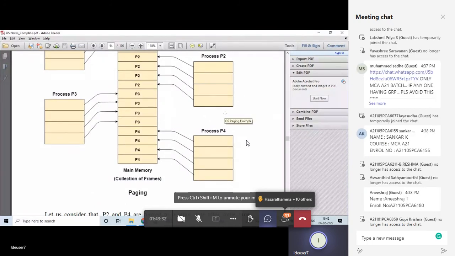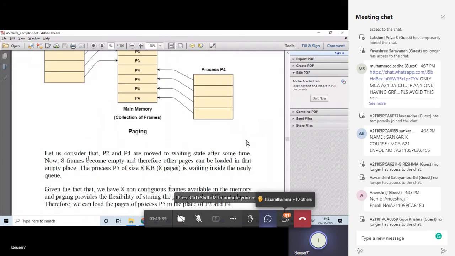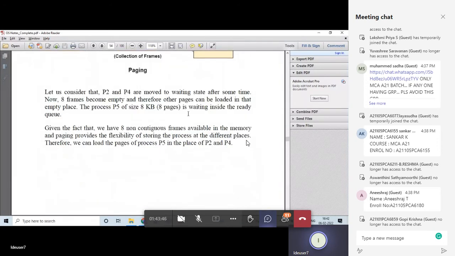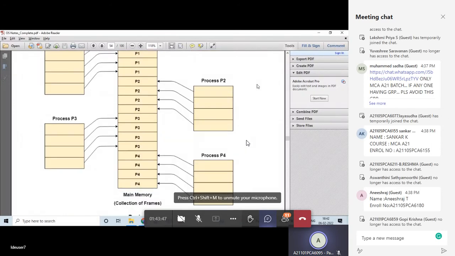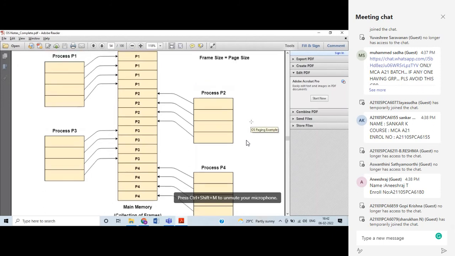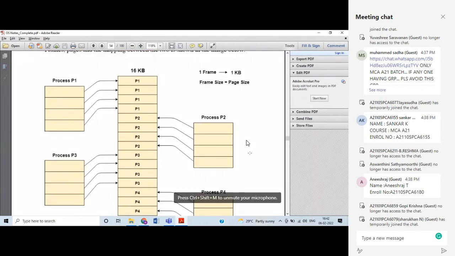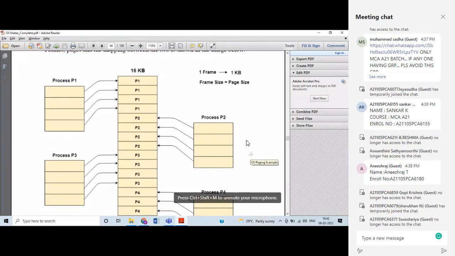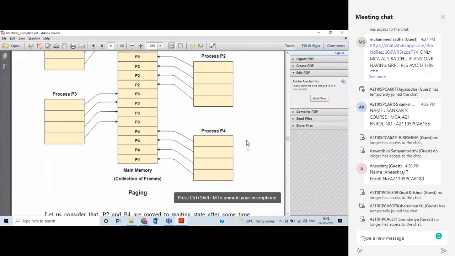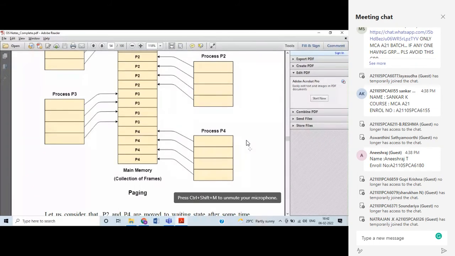So this is the first instance, or the first moment. At this particular time, P1, P2, P3 and P4 have been loaded into the main memory like this. Here, let us consider that P2 and P4 go to the waiting state after some time.